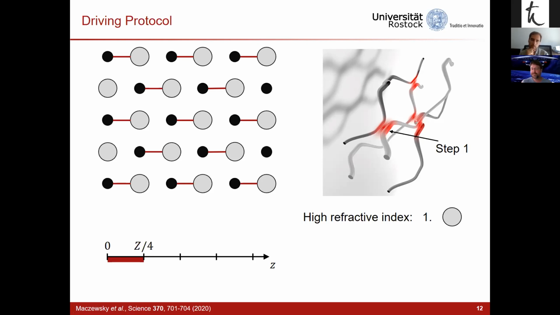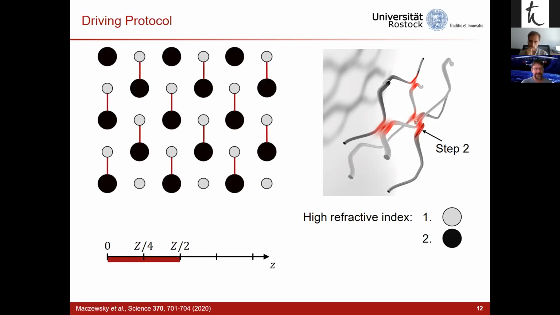In the first step of the driving protocol, you see you have the black sublattice with low refractive index and the gray sublattice with a high refractive index. And then I also denoted here, the high refractive index is in the gray lattice. And you see the black ones are coupled to the gray lattice on their right. So this is the first step of the driving protocol.